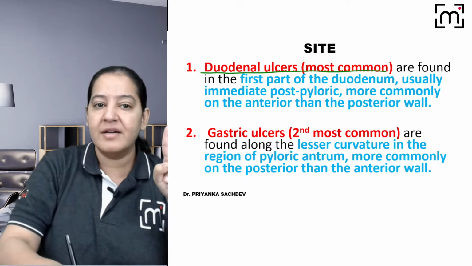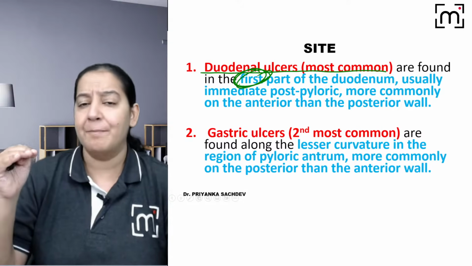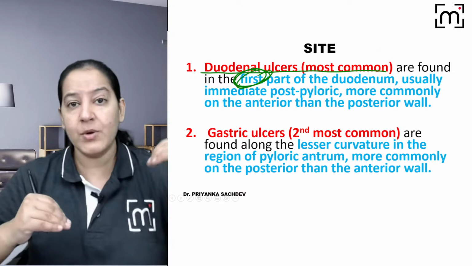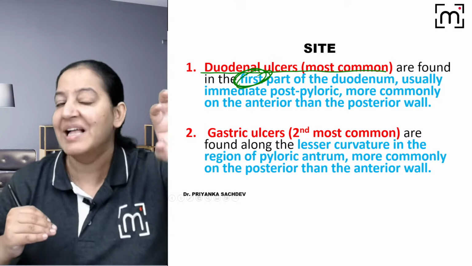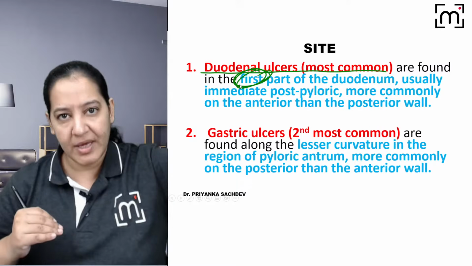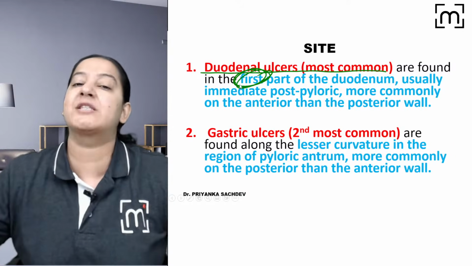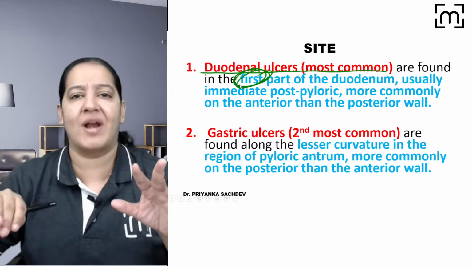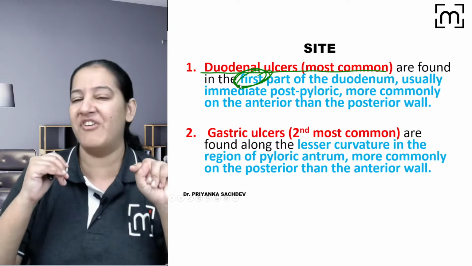In the duodenal ulcer, it occurs in the first part of the duodenum, not in second, not in third. Common sense: maximum acid exposure, which part of the duodenum? First, second or third? Acid is coming from the stomach. You can imagine, a bolus of acid is coming from the stomach. When it is entering the duodenum, the first part of the duodenum is maximum exposed to the acid. In the second and third part, most of the acid is neutralized, so they are less exposed. So which portion is most exposed? First part of the duodenum.